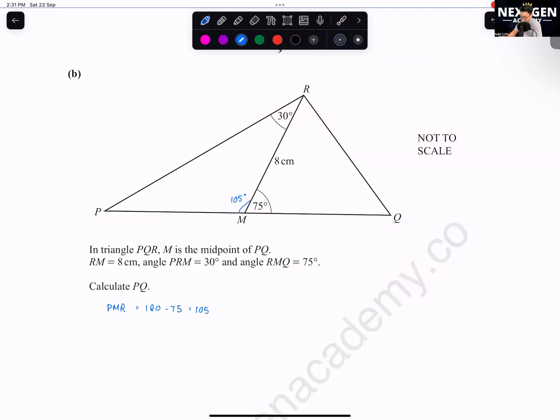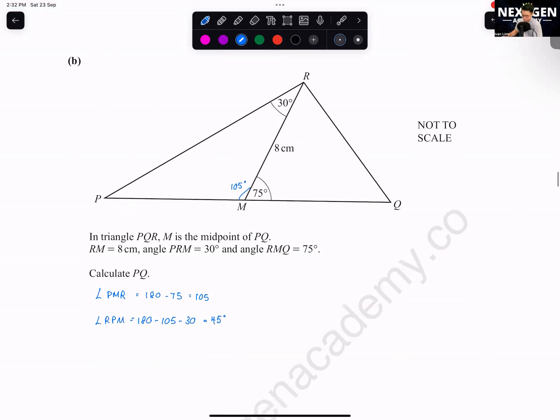Can I find this one here first? I can use the sine rule, but I need to find this angle first because I don't have the length over here. So find angle RPM, which is 180 minus 105 minus 30, which will give you 45 degrees.